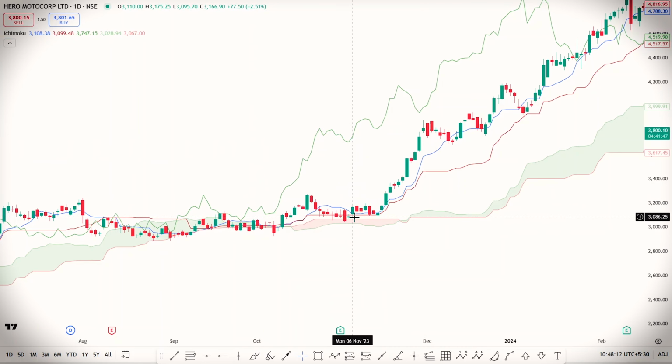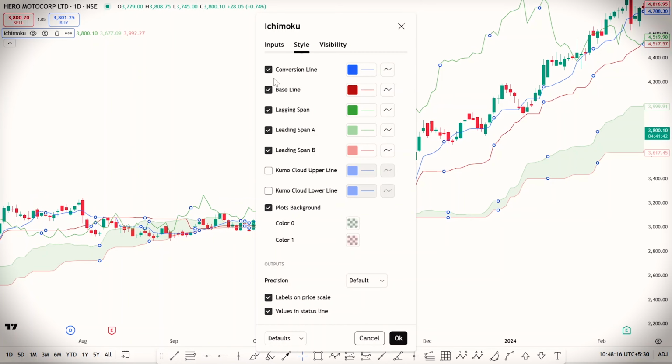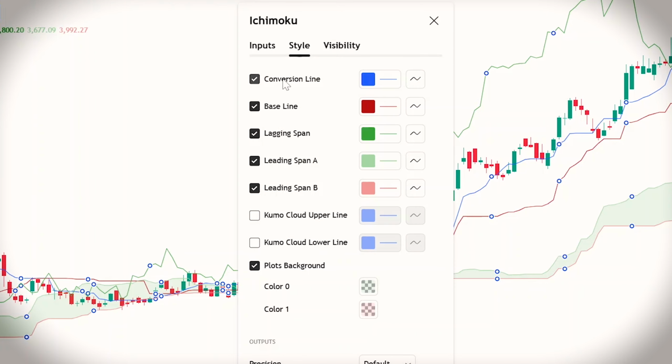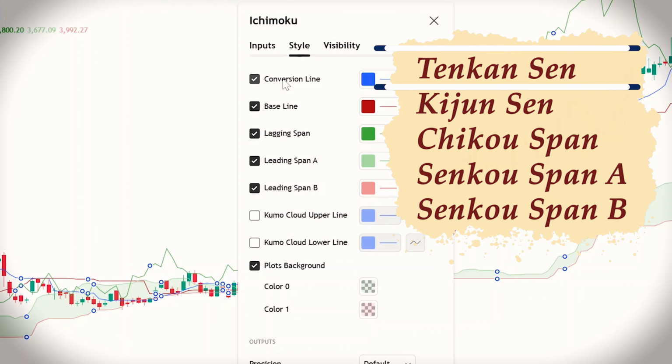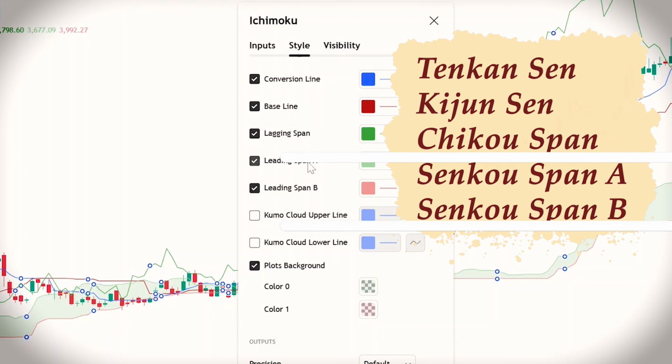The Ichimoku is a combination of 5 indicators. We'll go to the settings and we'll disable a few indicators. The first one is the conversion line. In the Japanese language, we call it Tenkan-sen. And the baseline is the second indicator. We call it Kijun-sen. Lagging span is also called Chikou span. Leading span A, leading span B, we call them SSA, SSB in the Japanese language.